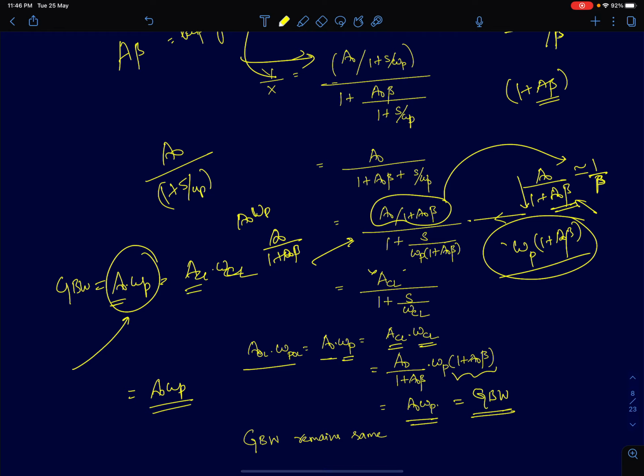So that is ACL into omega CL. Now we just saw that ACL is nothing but the open loop gain divided by 1 plus A naught beta, so A naught by 1 plus A naught beta, and the closed loop pole is omega p into 1 plus A naught beta, so that the product is simply the same as the gain bandwidth product of an open loop amplifier, which is A naught into omega p. So what we observe here is that the gain bandwidth product remains the same.